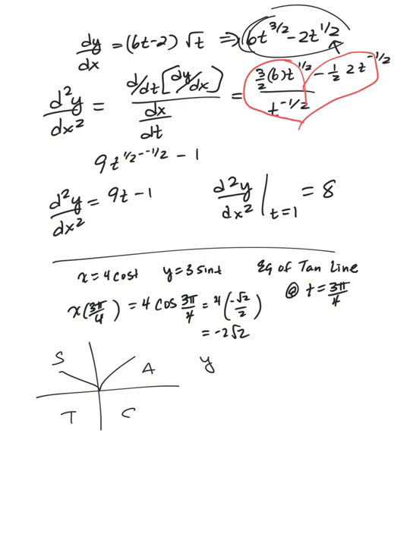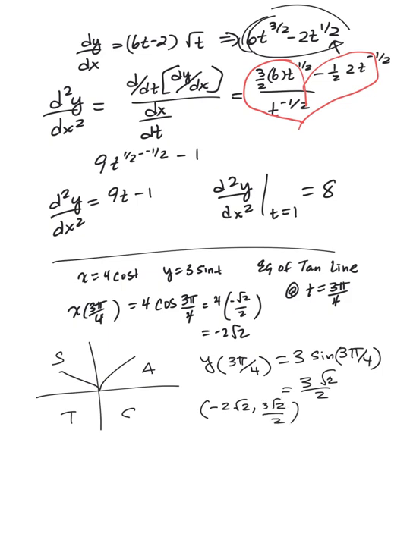Then we have y of 3 pi over 4. So that's going to be 3 times sine of 3 pi over 4. But the sine of 3 pi over 4, in the second quadrant sine is positive. So we just have 3 times root 2 over 2. Okay, so this is your point for your equation of your tangent line. Negative 2 root 2, comma, 3 root 2 over 2. Okay, let's do the slope.